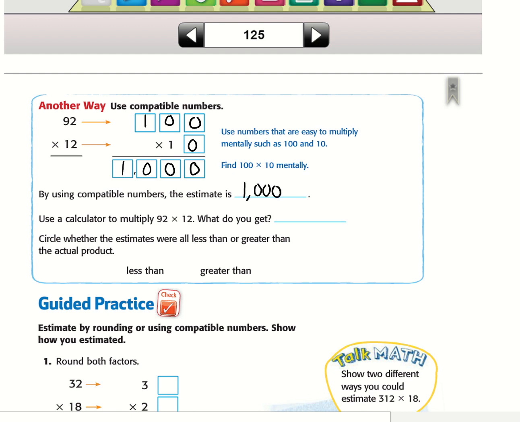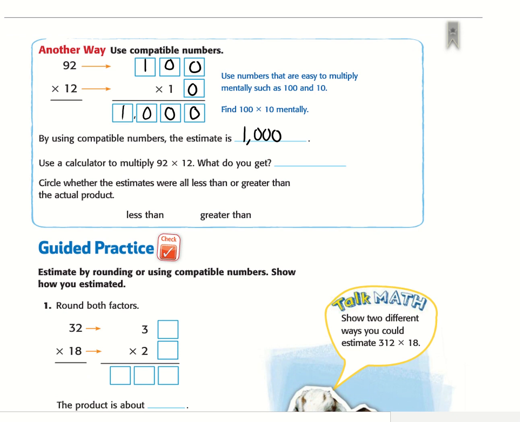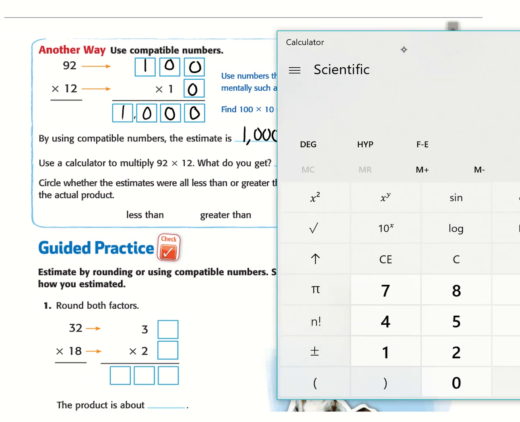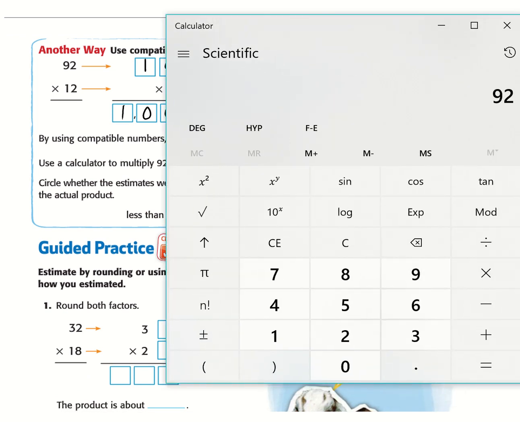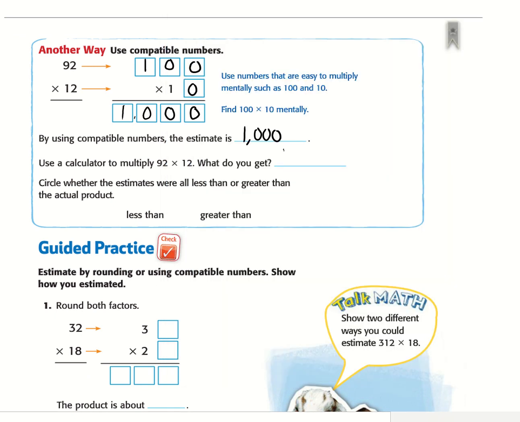So it says use a calculator to multiply 92 times 12. What do you get? So here's my calculator. 92 times 12 is 1,104. Circle whether the estimates were all less or greater than the actual product. So they were all less, and that's okay because this is just an estimate. An estimate is kind of like a rough guess.